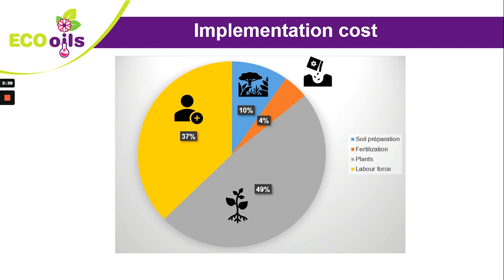The second element of spending is the labor force. Then come input costs, including fertilizers and irrigation if any, which are more important the first year, about 20%.